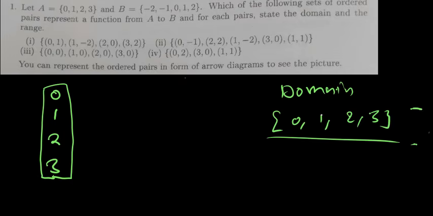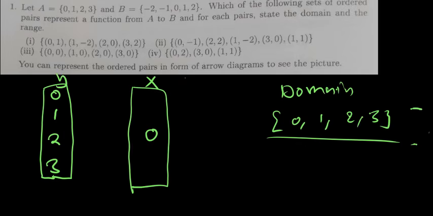That's my domain. Then the range also starts with 0. Let's see, what other things do I have? I only have 0, so I'll put this 0 in between. So this is x, this is y. Let's now map. So 0 goes to 0, 1 goes to 0, 2 goes to 0, 3 goes to 0. Yes, it's fine.